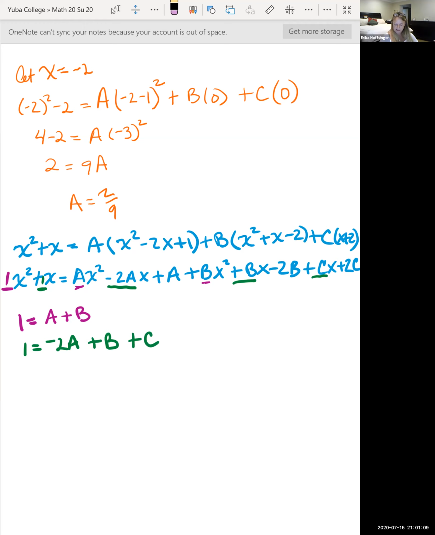And my constant, there's no constant in here, so plus 0. So 0 must equal A minus 2B plus 2C.